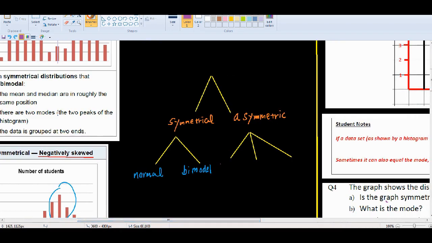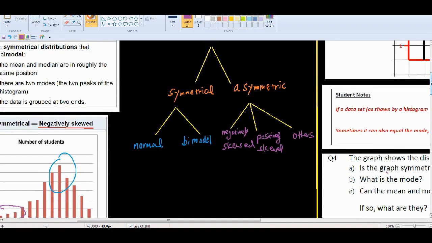Should make it bigger, right? Negatively skewed, you got positively skewed, you got others. Okay, so let's see what happens if there's more normal.